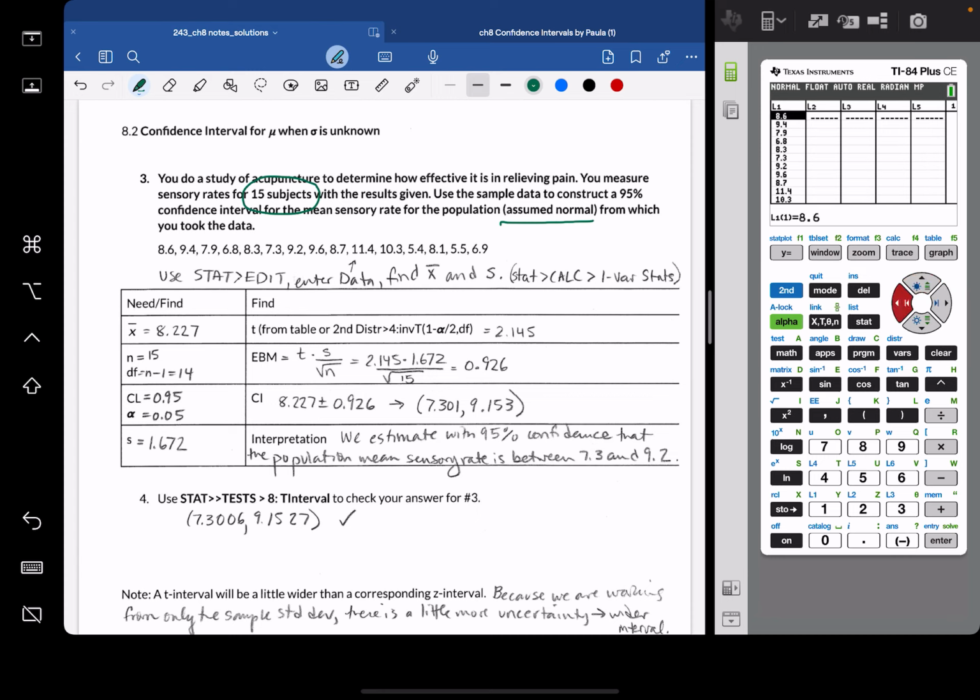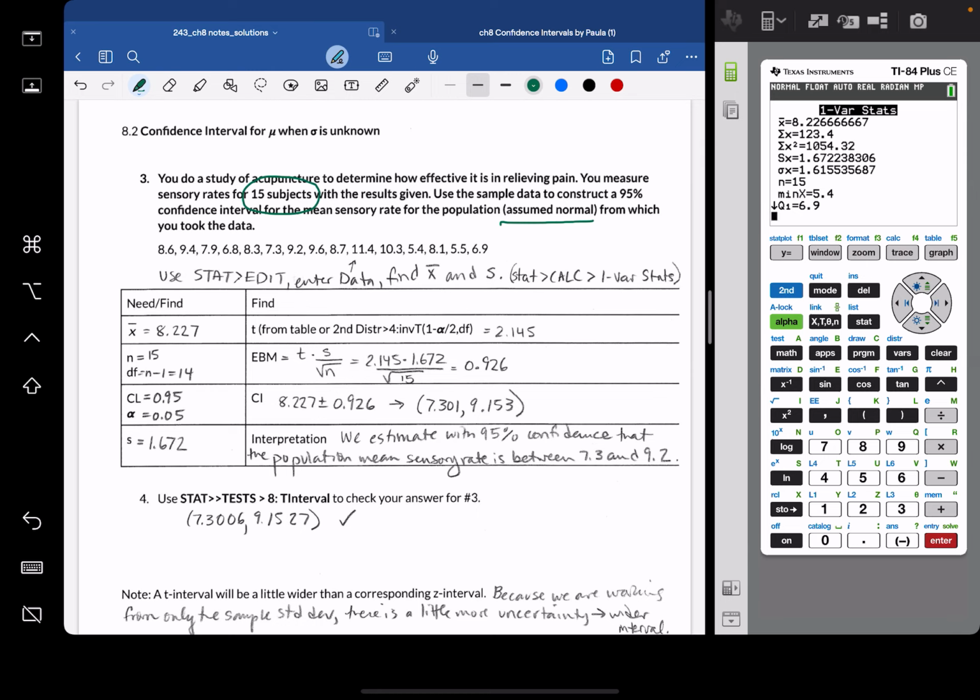Okay, so now I just have the data that I want in L1, and now that I've done stat edit already, I can go to stat calc one variable stats, and I can reference my list, which is in L1. The frequency list had L2 in here, and I pressed clear to get rid of it. We do not have any frequencies. Each of these data values occurred once. And then I just press calculate. And so I have all of the one variable stats available to me.